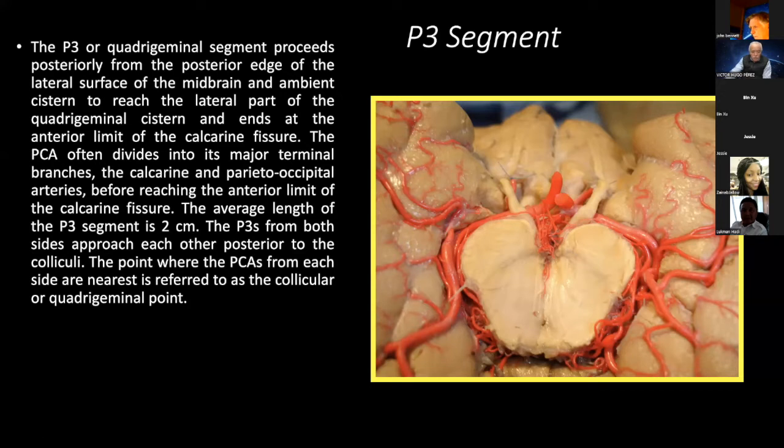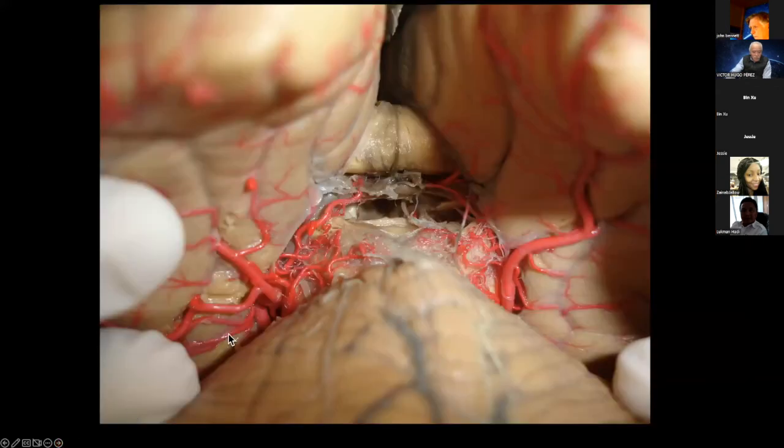The P3 from both sides approach each other posterior to the colliculi. The point where the posterior cerebral arteries from each side are nearest is referred to as the collicular or quadrigeminal point. This is the quadrigeminal point here. This is the quadrigeminal tubercles, like in this picture, the quadrigeminal colliculus.